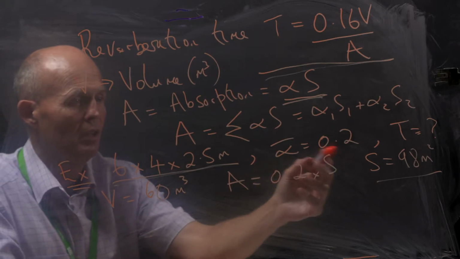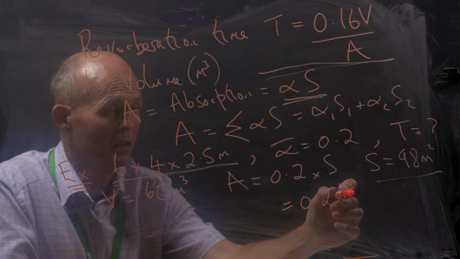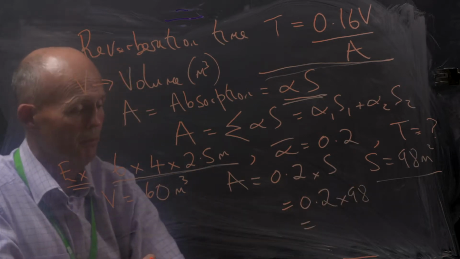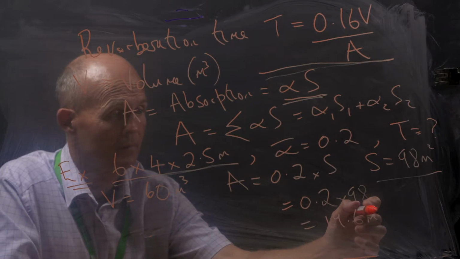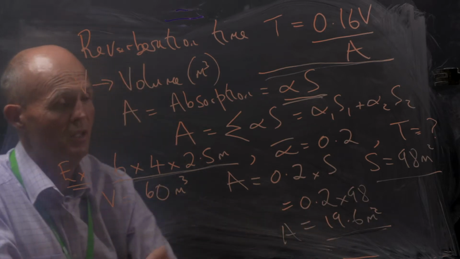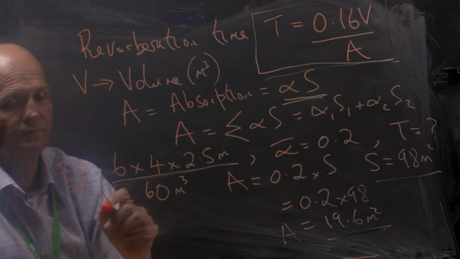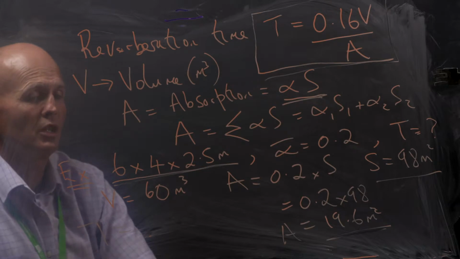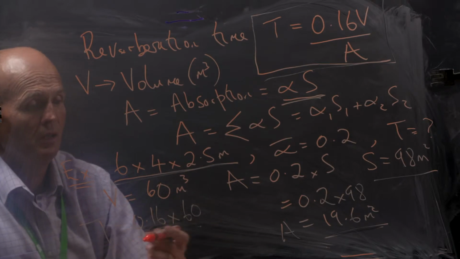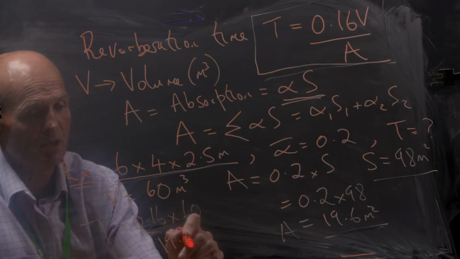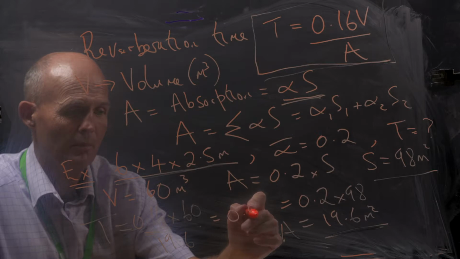So we've now got a value for 0.2 times S. 0.2 times 98 gives me the absorption, and the absorption as a result is 19.6 meters squared. That's the absorption in this particular room. So we're now in a position where we can use this formula to work out the reverberation time: 0.16 times the volume, which is 60 meters cubed, divided by 19.6, which is the absorption, and that gives me a figure of, we'll round it up, 0.5 seconds.